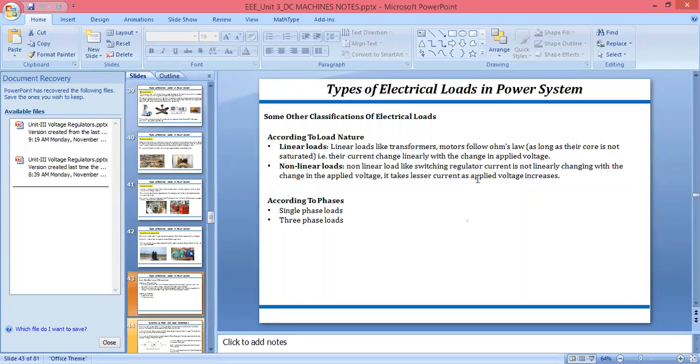At that time you can say there is a non-linear load. And if the output current follows the value of applied voltage, at that time you can say that type of load is a linear load.